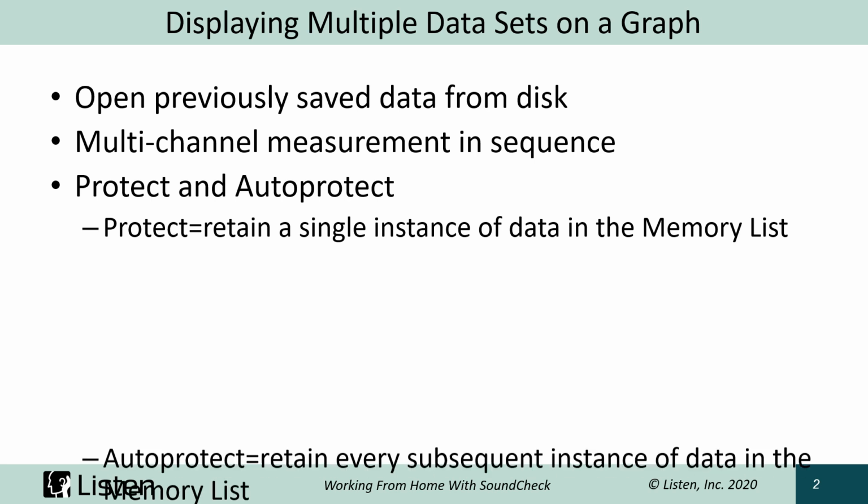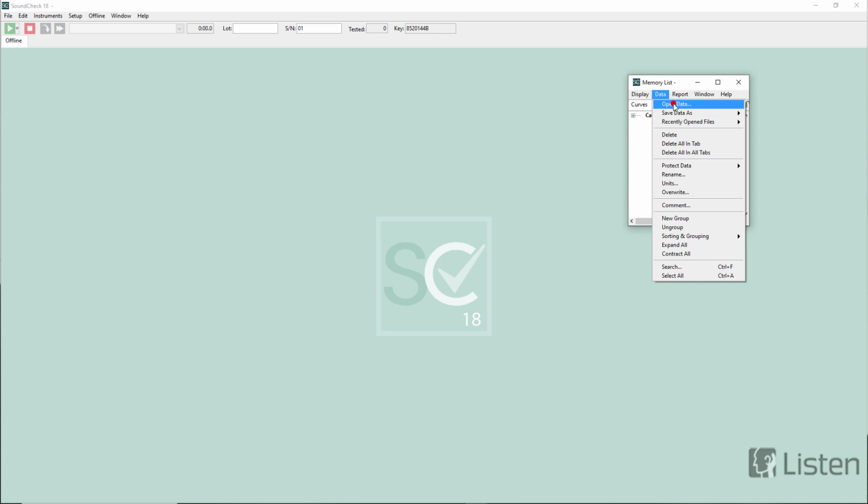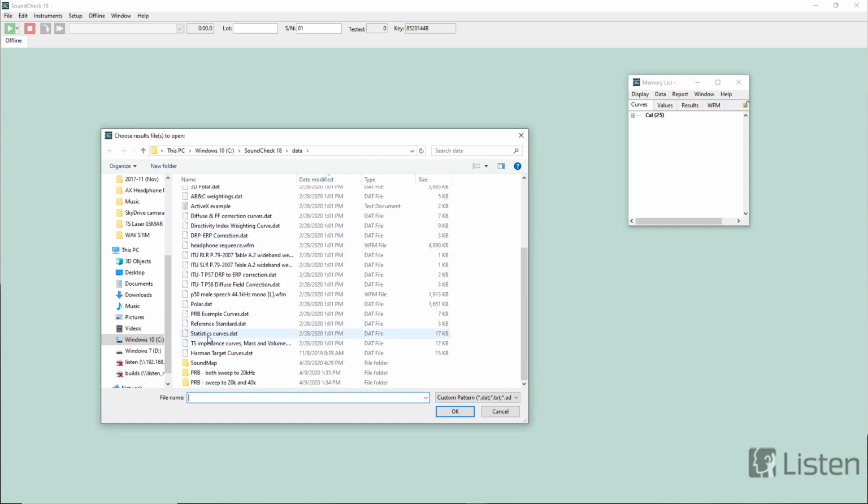And to take that another step further, we have the auto protect feature, where we retain every subsequent instance of data in the memory list. So if I want to protect and display my fundamental curve every time I run my sequence, I can auto protect it, and that's exactly what's going to happen. So let's pop into SoundCheck here and take a look at examples of those three.